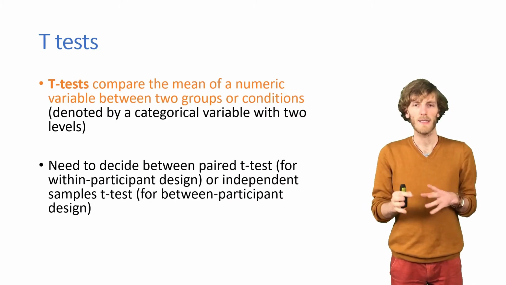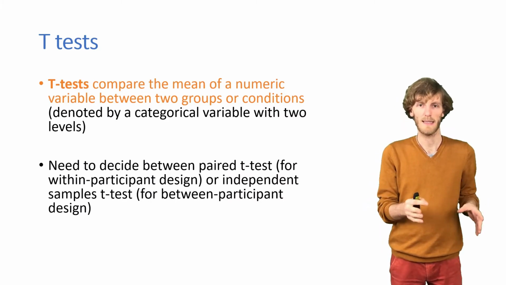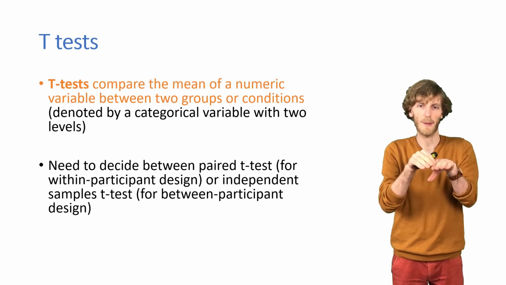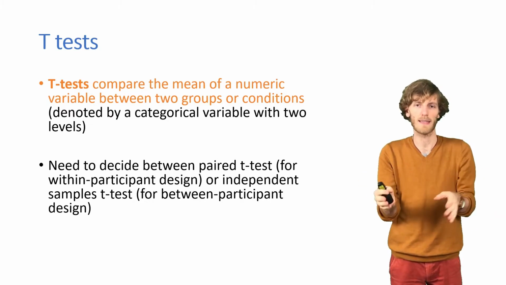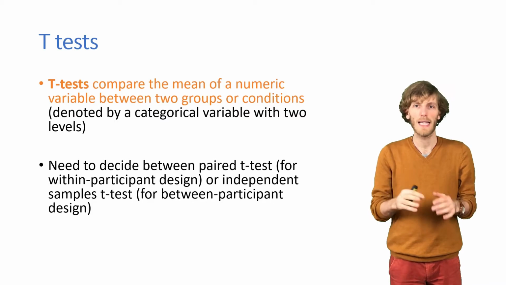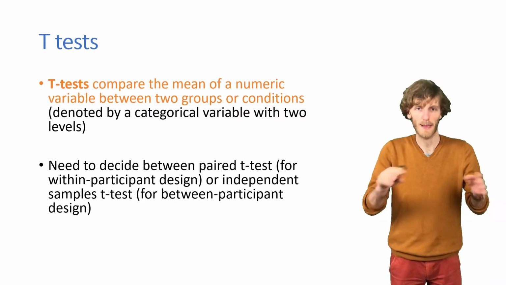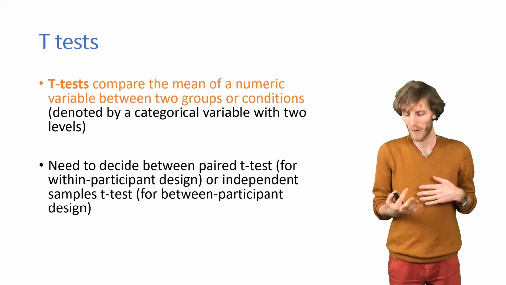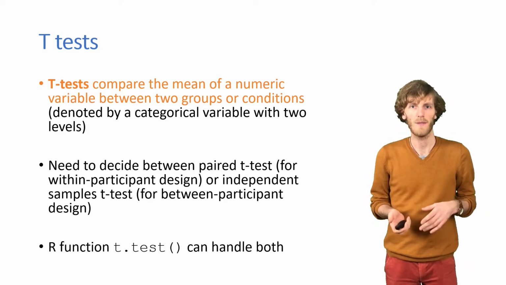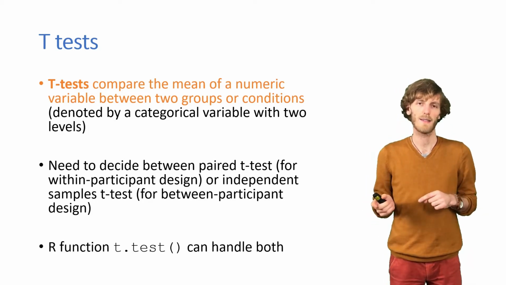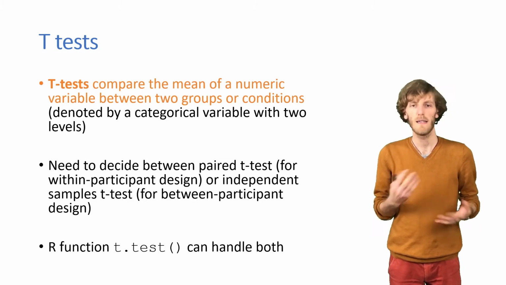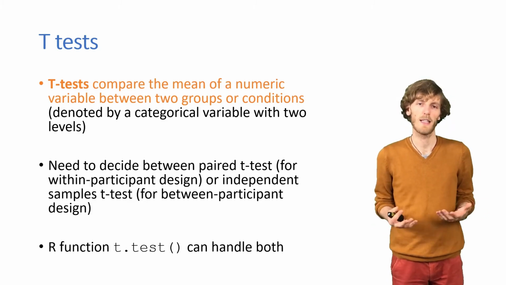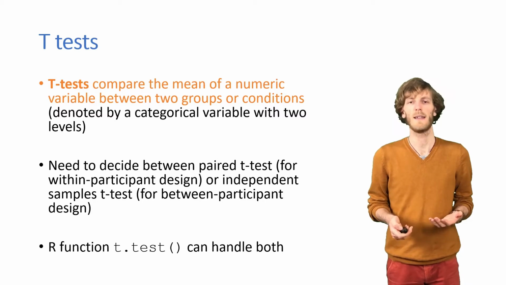Then we need to distinguish between a paired t-test, where the idea is participants are paired, so that's what we would use in a within-participant design, and an independent samples t-test, where basically I have two samples that I'm comparing. Both of these can be run in R using the t.test function, but there needs to be additional information to tell R which one to run.